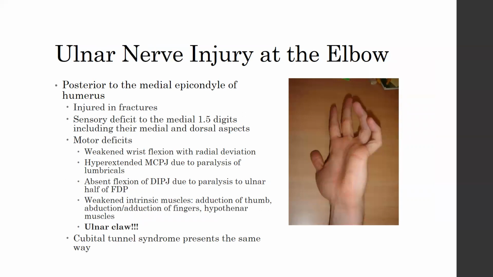Absent flexion of the distal interphalangeal joints due to paralysis of the ulnar half of FDP, and weakened intrinsic muscles. So that means abduction, adduction, things like that. And you get ulnar claw. Ulnar claw actually looks quite similar to the hand of benediction. The thing to remember is that for ulnar claw, these metacarpophalangeal joints are hyperextended, and in the hand of benediction, they can be flexed. So often it's hard to tell, but just know that at this joint here, for the fourth and fifth fingers, they're hyperextended in ulnar claw, they're flexed in the hand of benediction.